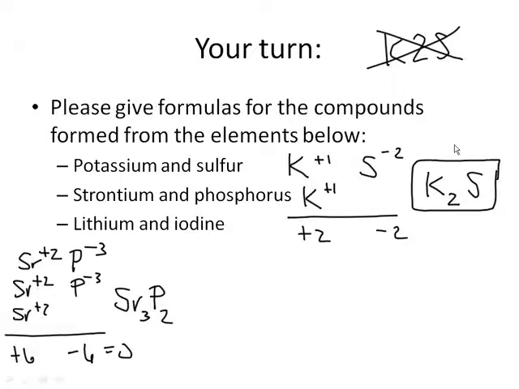Lithium and iodine, our last one here. Lithium forms a +1 charge. Iodine forms a -1 charge. And oh look, I have enough of each to equal 0. So in this case, I just need 1 lithium and 1 iodine.